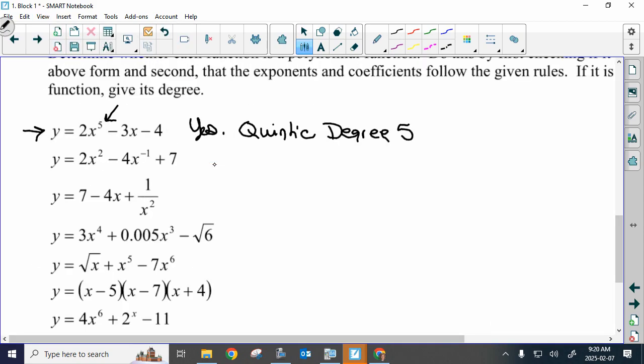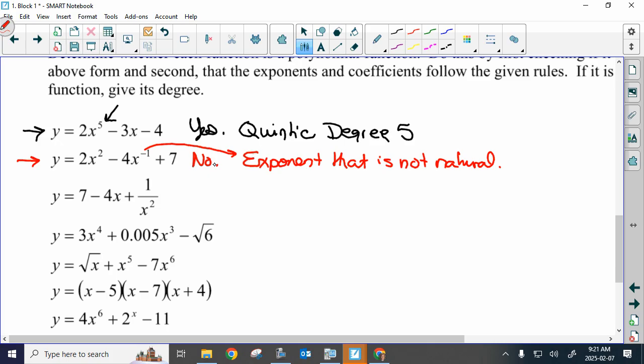Okay, let's look at the next one. Is it a polynomial function? Yeah, okay. So it's not a polynomial function, and the reason why is because we have an exponent that is not natural. So it's not a natural number.